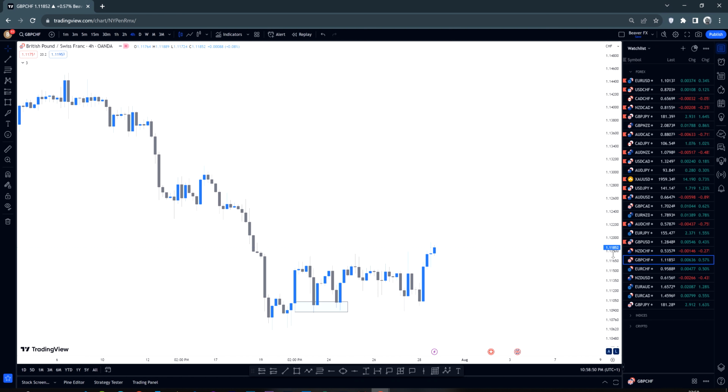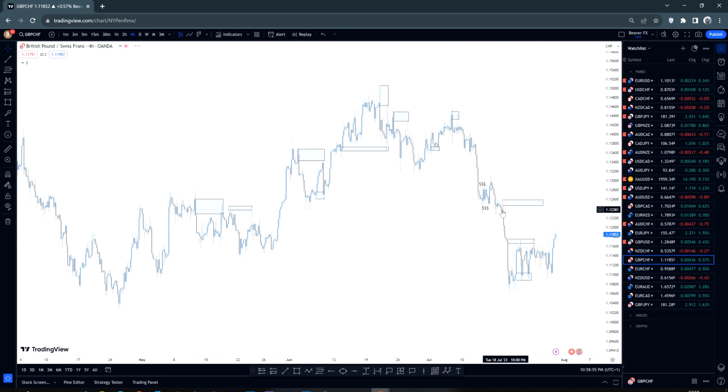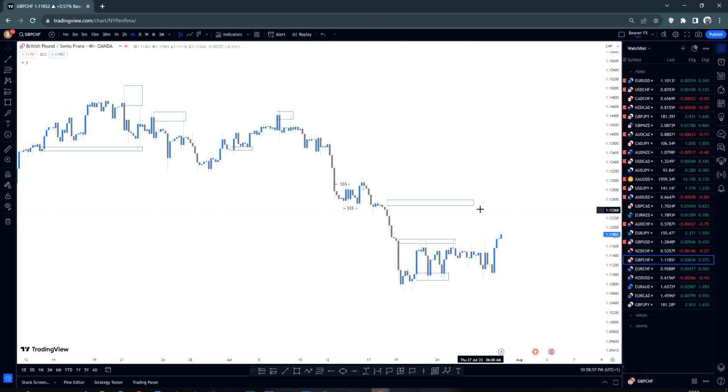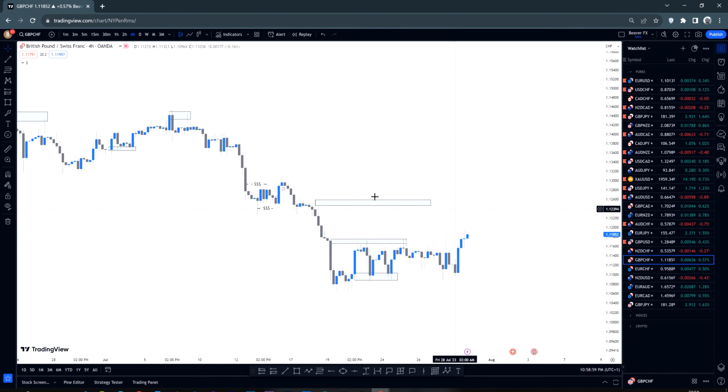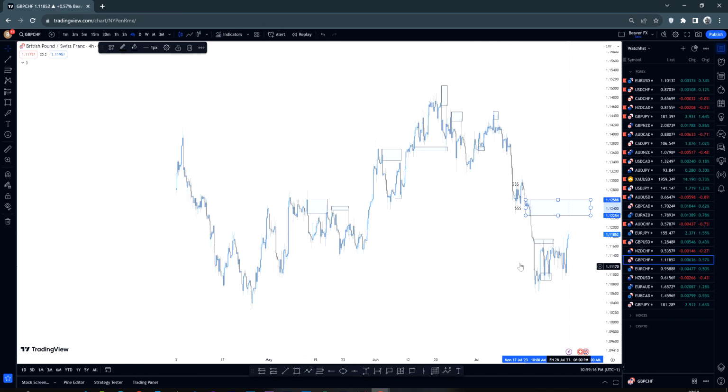For GBP-CHF, okay, so this is a zone actually. We had these chopping movements before this one that actually broke. Now let's just see how the market does when it gets here. We'll probably have a break. We'll probably have more move to the downside.